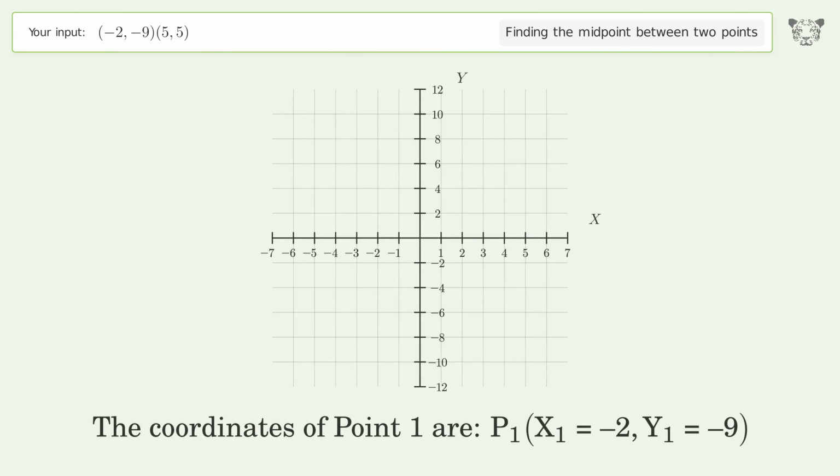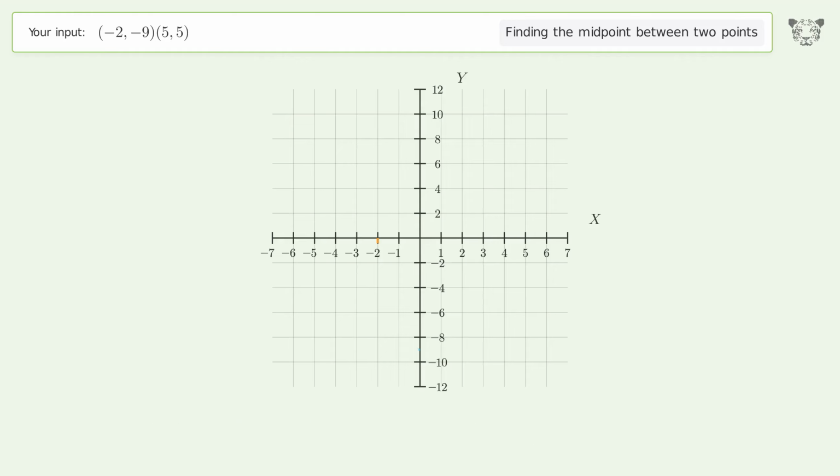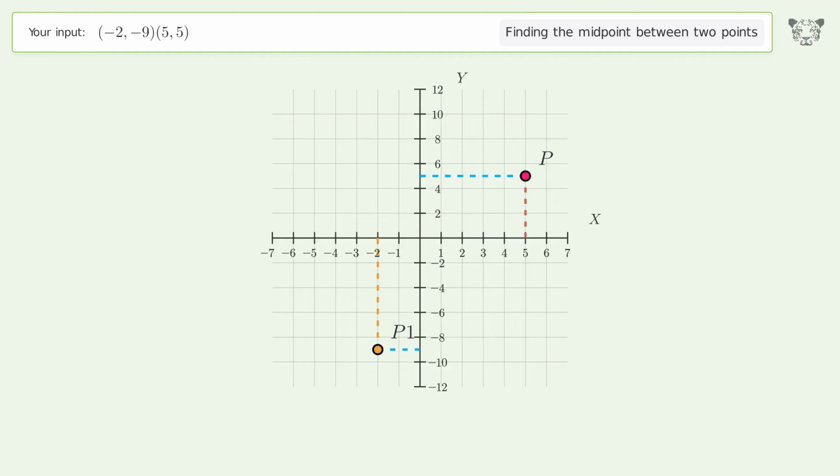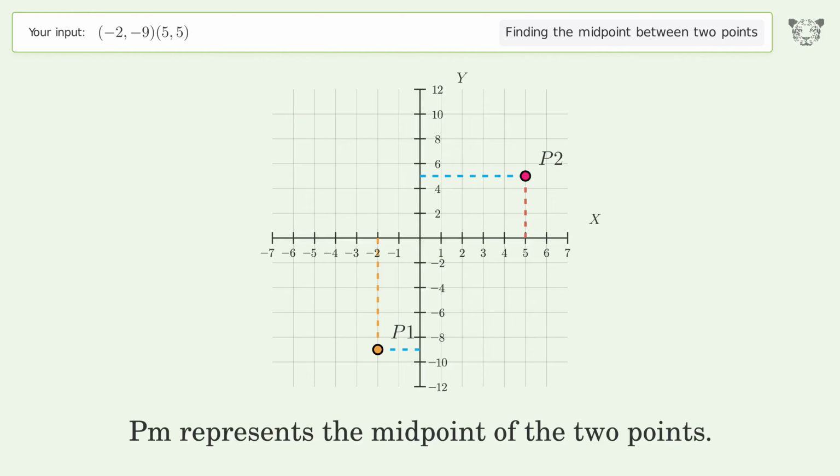The coordinates of point 1 are x1 equals -2, y1 equals -9. The coordinates of point 2 are x2 equals 5, y2 equals 5. PM represents the midpoint of the 2 points.